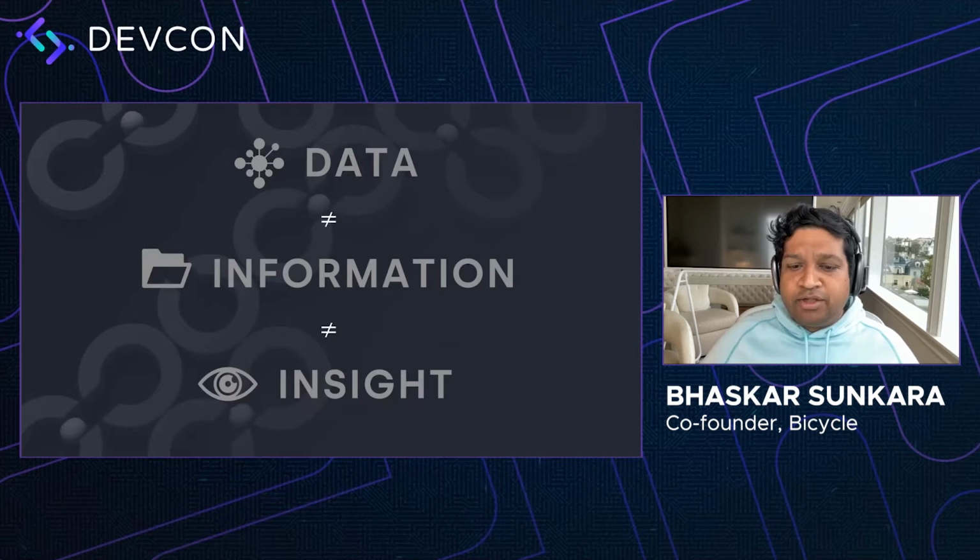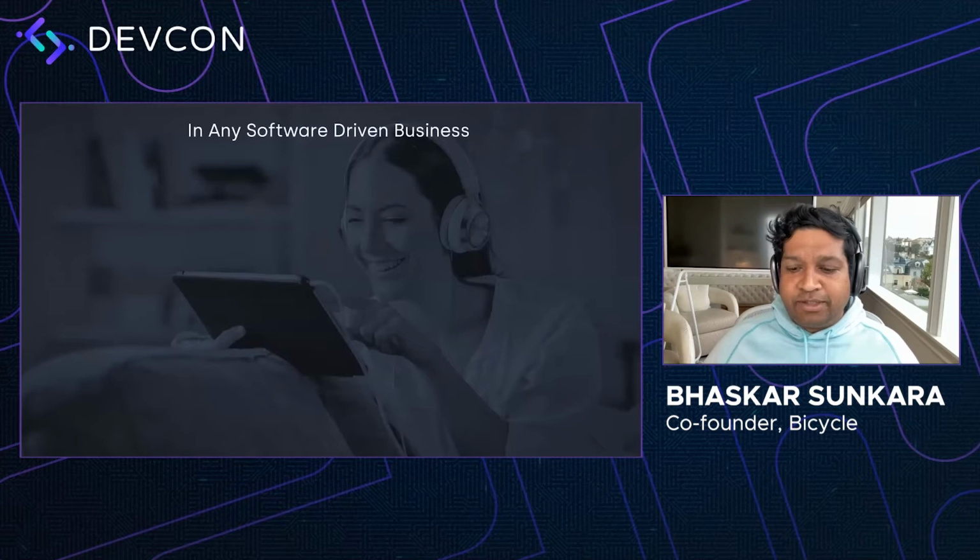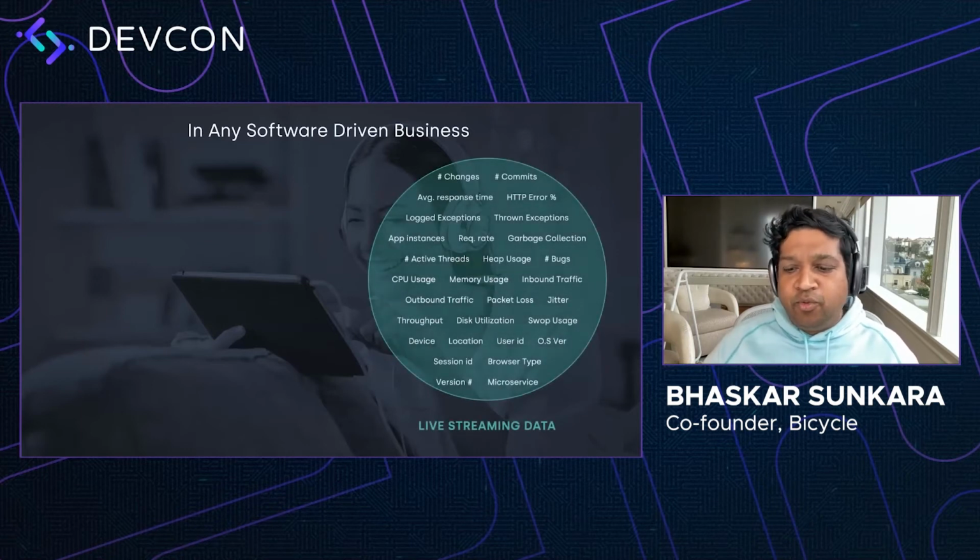So first of all, let's start with data. What is data? If you really think about any software business, when you think about what data means in that context, we have data everywhere with respect to the software-driven business and the metrics that we get. But if you break it down, there are really two distinct silos of data.